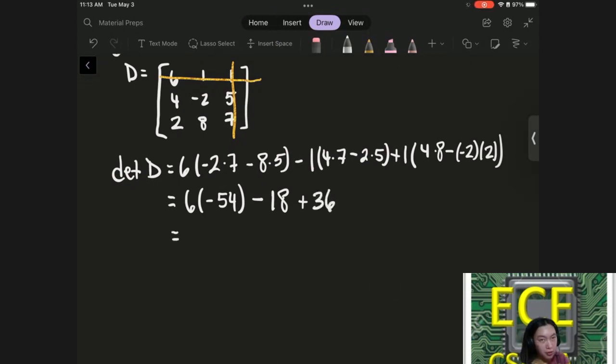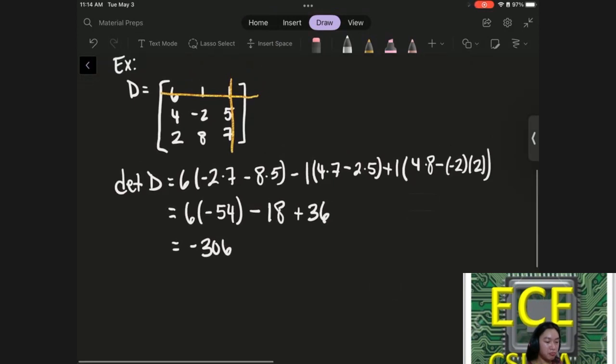And then 6 times 4 is 24. Okay. That's 306, I think. And so that's how you find the determinant of a 3 by 3 matrix.